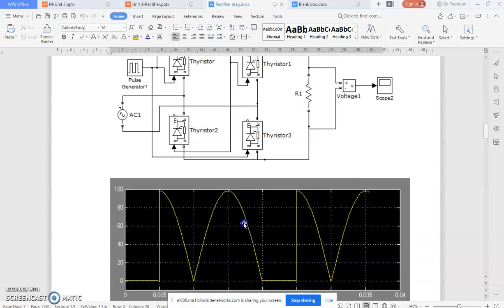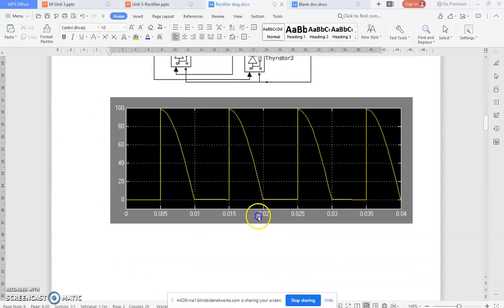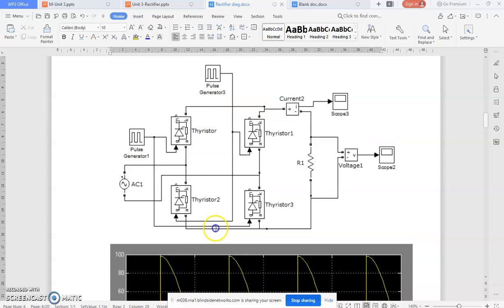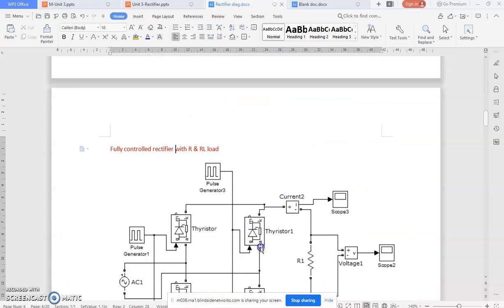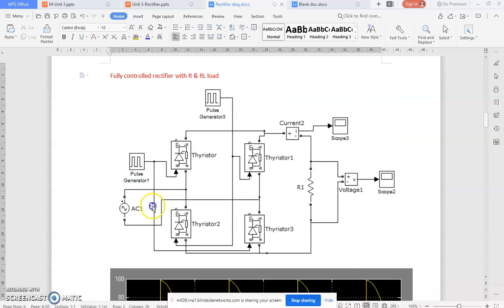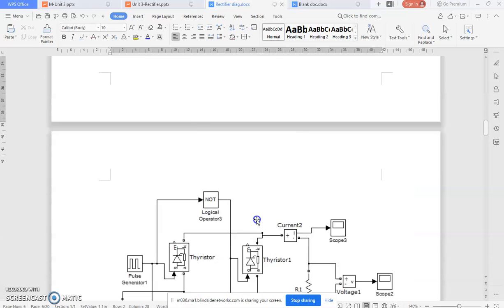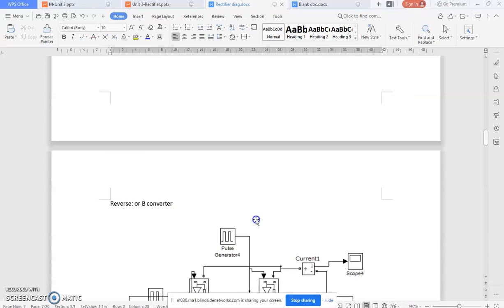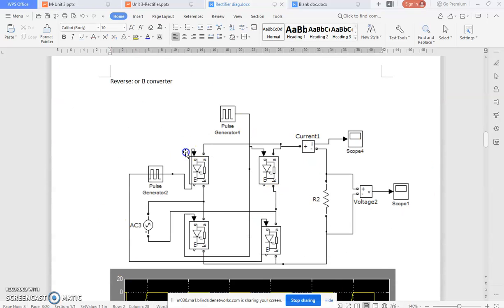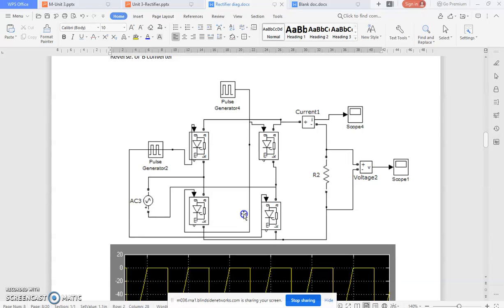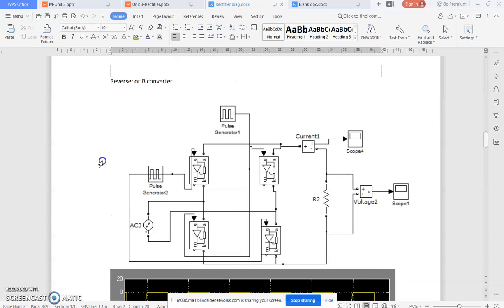What is an A converter? This is called an A converter. If the source is as usual and the thyristors are reversed, reversely connected means it is called a B converter. So your waveform is for the B converter. Why am I saying about these two? These two are combined. An A converter and a B converter combined is called a dual converter.